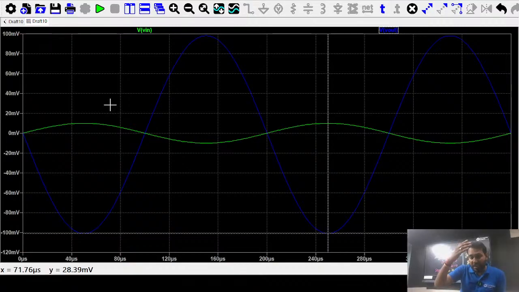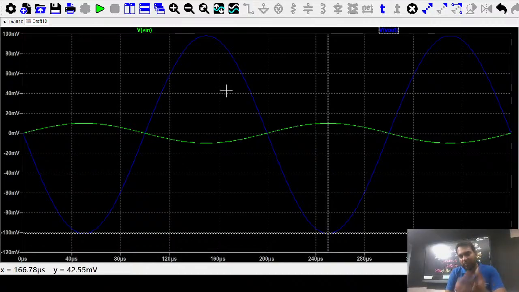And the input you are giving is 10 millivolt. So 10 millivolt is the positive peak and 10 millivolt is the negative peak on the bottom side. So that is 200 millivolt upon 20 millivolt. So it is providing a gain of 10 times. Okay, let's figure out what is the exact value of the gain.